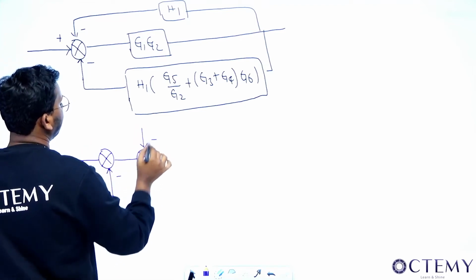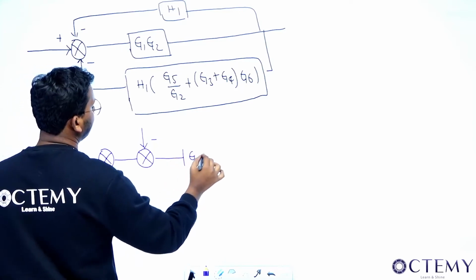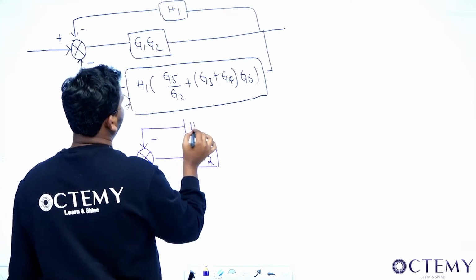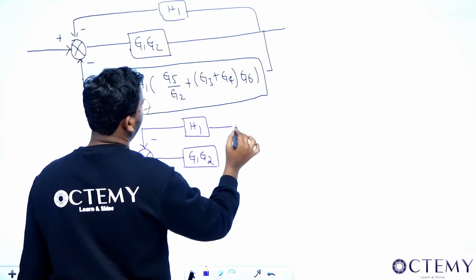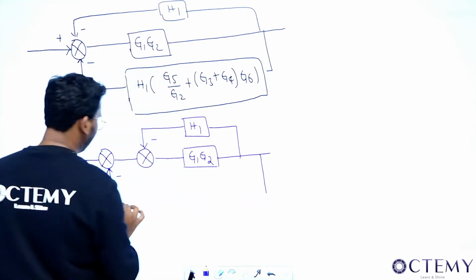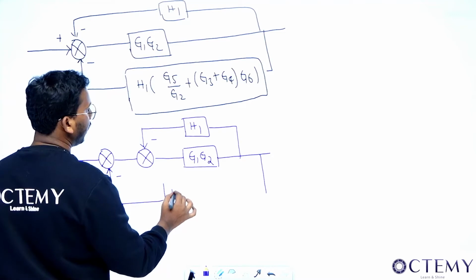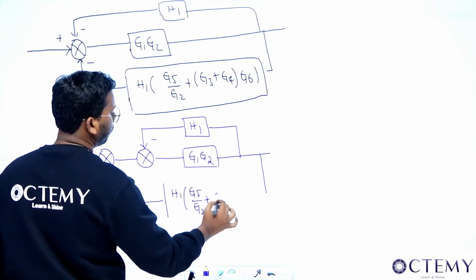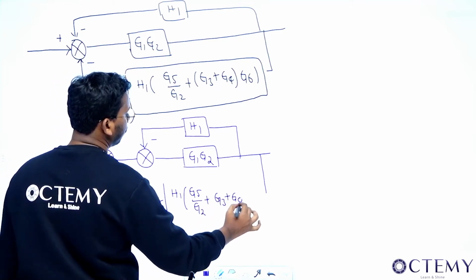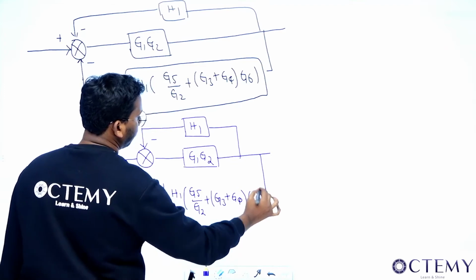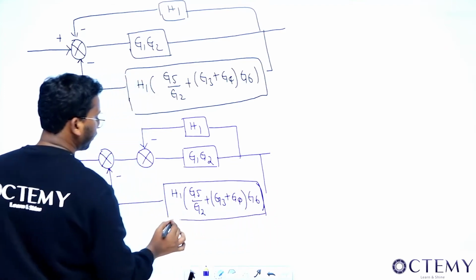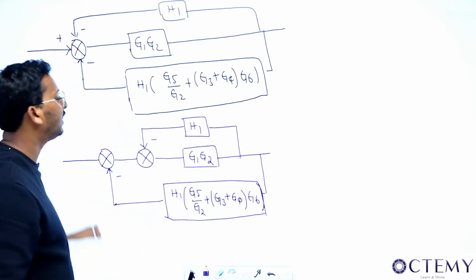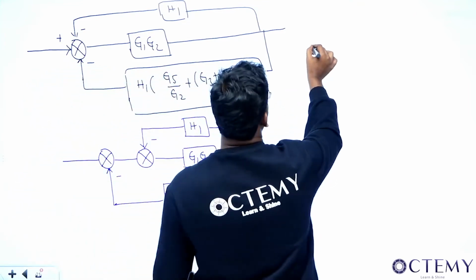This is here minus, and this is your forward path G1, G2, and the feedback path here is H1. This forms a loop here, and this entirely forms another loop here. So this is H1 into G5 by G2 plus G3 plus G4 into G6. Right? So this is another loop. Now it is easy, sir. This is one loop. After that, the entire thing is another loop. So I can write this particular block diagram like this.